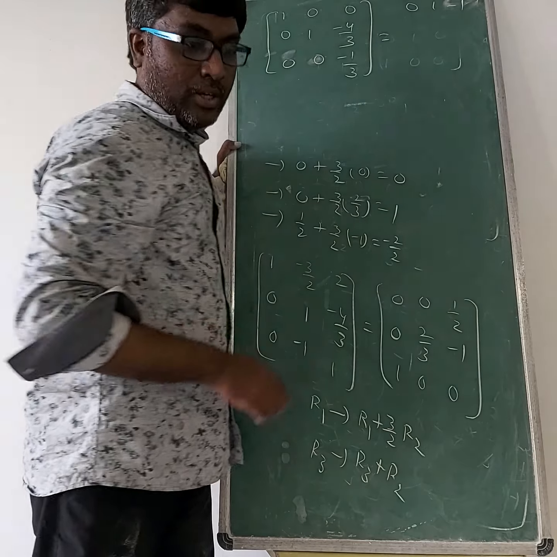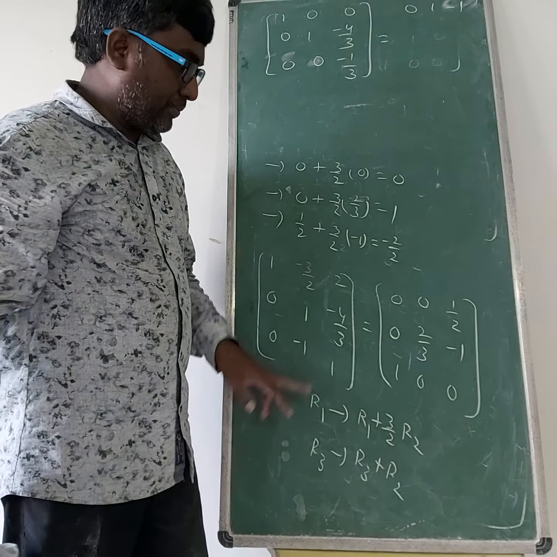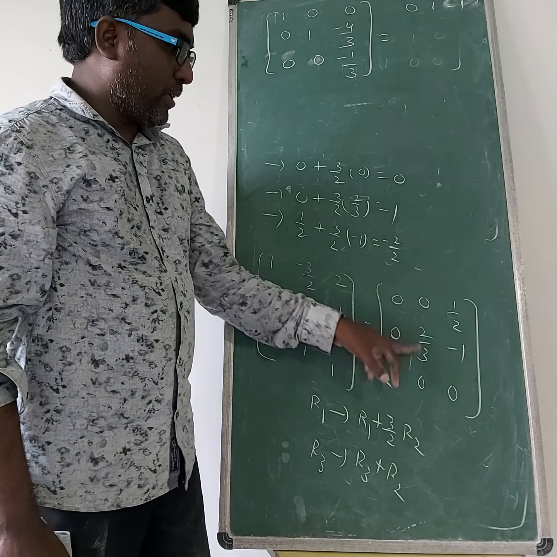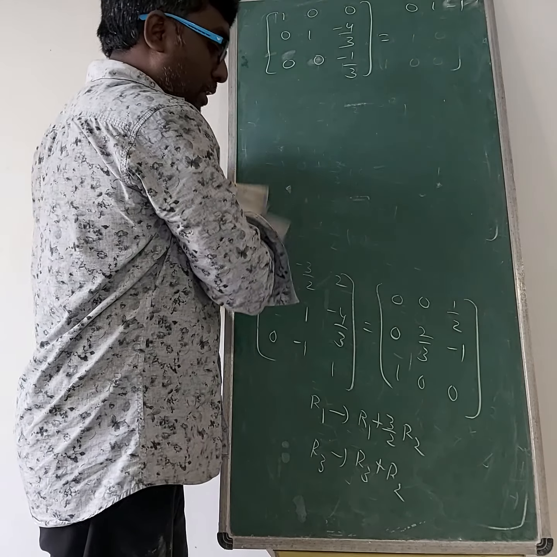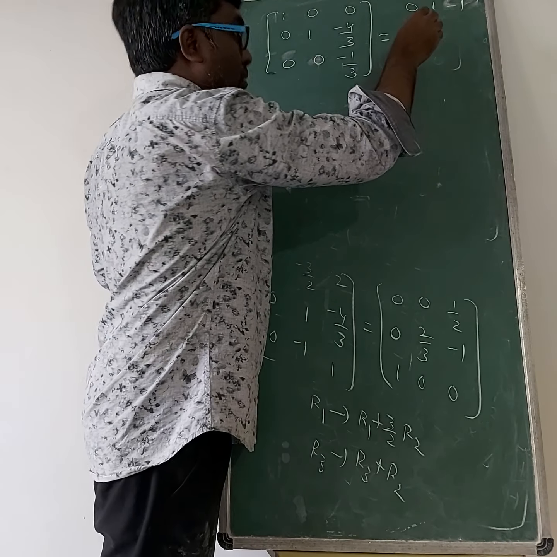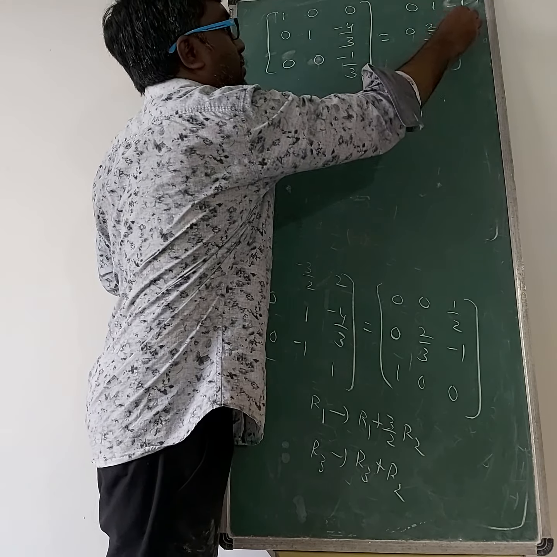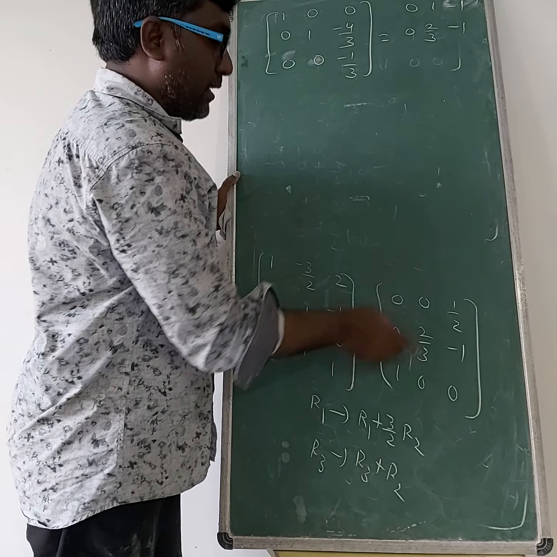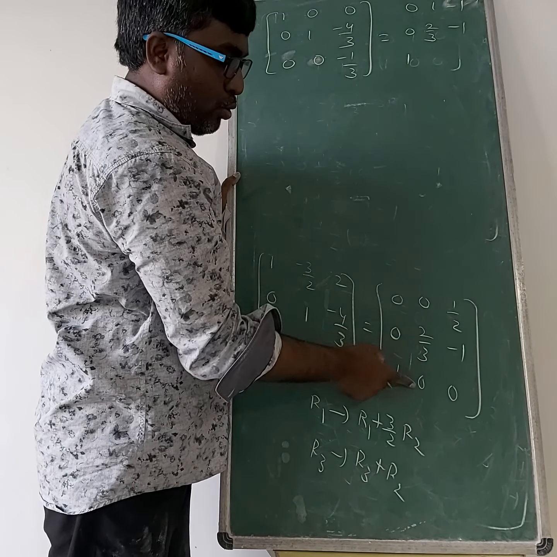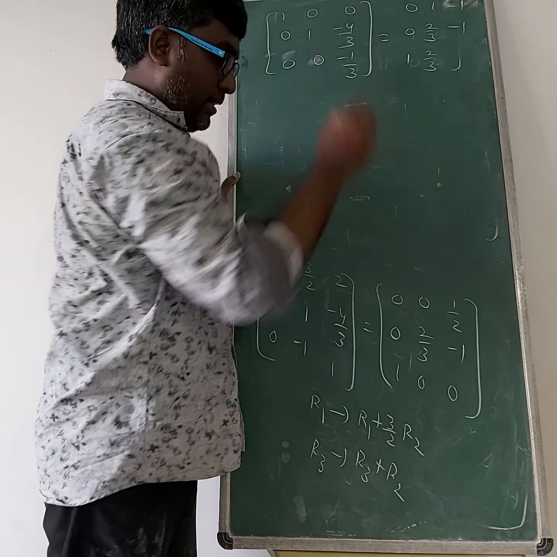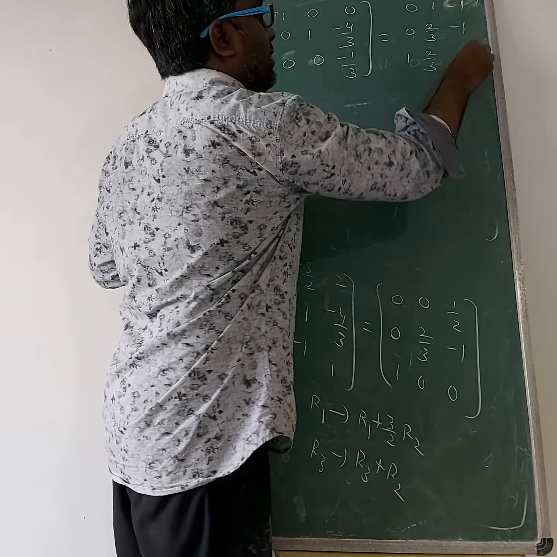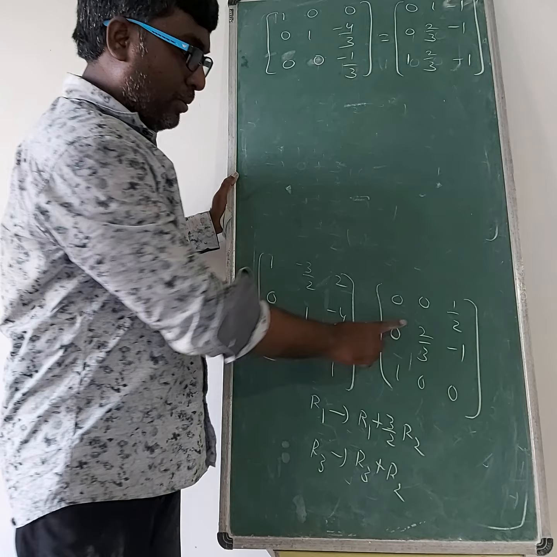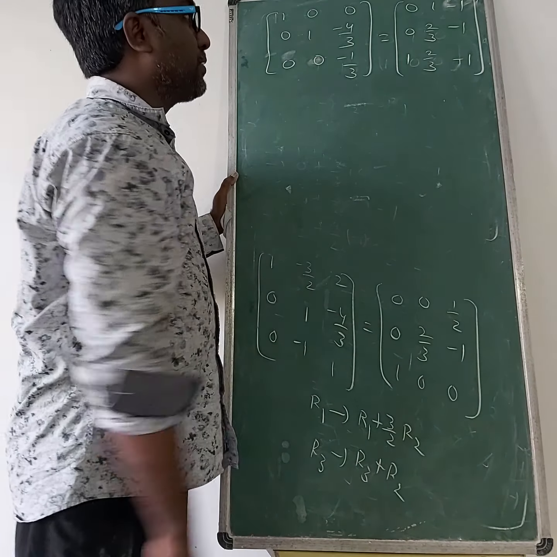1 minus 1. Now R2 as it is: 0, 0, 1 by 2. Corresponding value will be 0, 2 by 3 minus 1. Okay. Now R2 as it is: 0, 2 by 3 minus 1. Now here R3 plus R2 directly. 0 plus 1, 1. 2 by 3 plus 0. 2 by 3 minus 1 plus 0, minus 1. 2 by 3 minus 1.